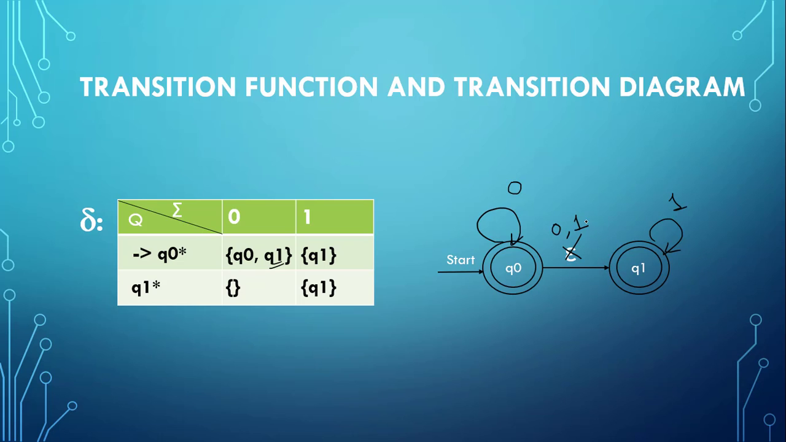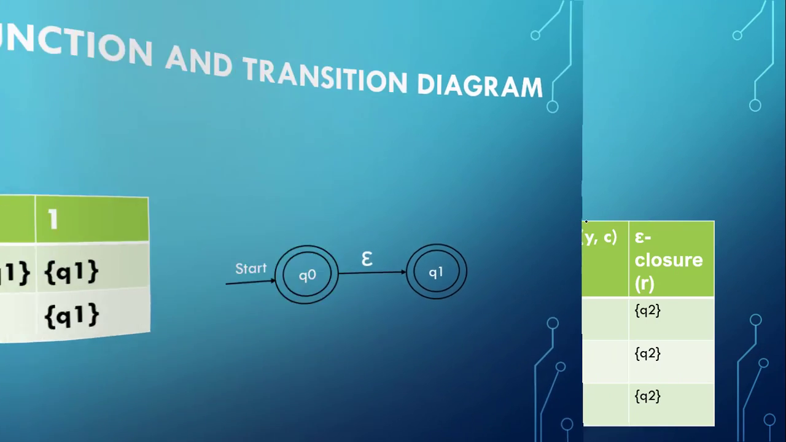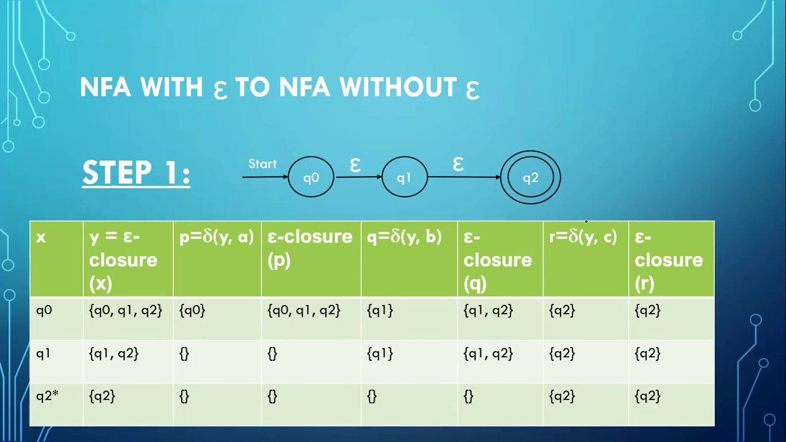Okay. Now let us take one more example so that we get a clearer idea about what exactly is taking place when we are converting our NFA with epsilon to without epsilon. So here we have a self loop over A in Q0, a self loop over B and a self loop over C. Now since there are 3 input alphabets, there are going to be 3 transitions and 3 epsilon closures that we are going to calculate for converting our NFA with epsilon to without epsilon.